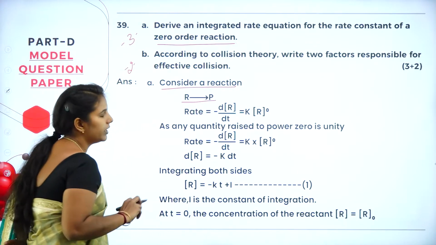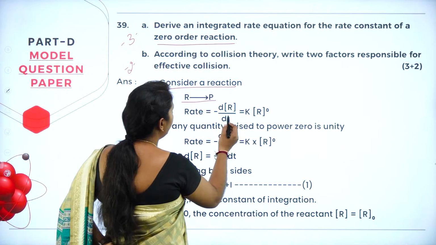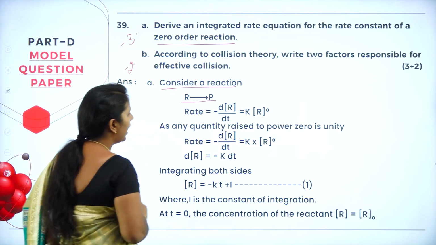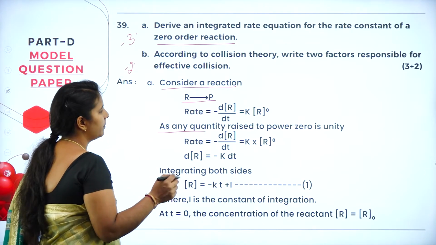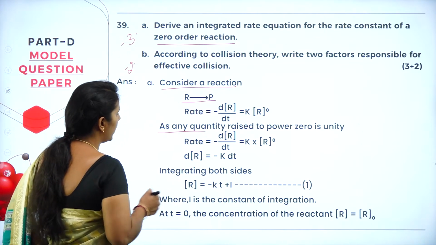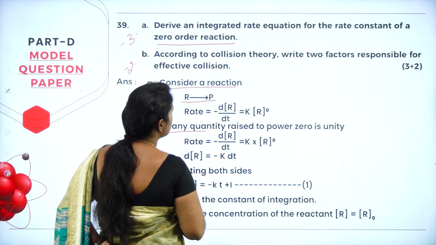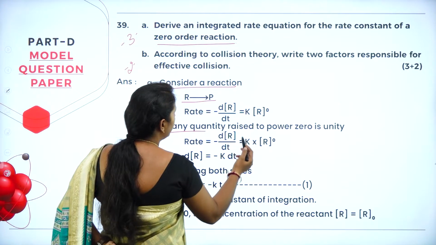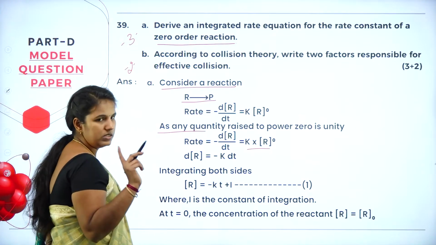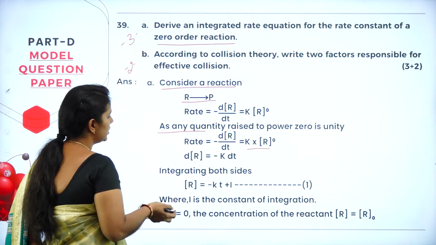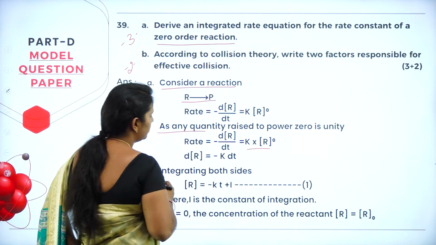We know that the reactant will give rise to the product, and the rate of the reaction will be given by minus d[R]/dt, which is equal to k[R0], the initial concentration of the reactant. As any quantity raised to the power of 0 is equal to 1, the rate of the reaction can also be written as minus d[R]/dt equal to k[R]^0. So anything raised to the power of 0 means 1. If you take d[R] outside, you can write the rate of the reaction as minus k dt.